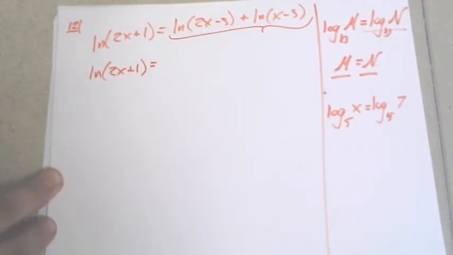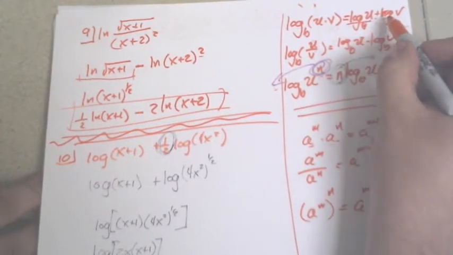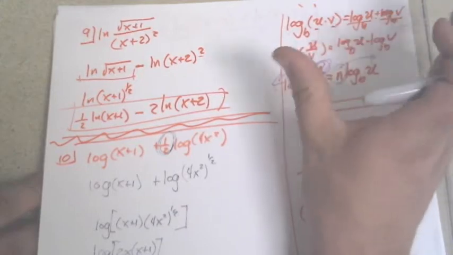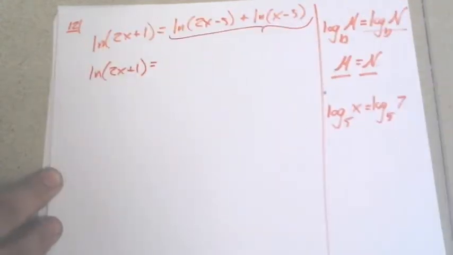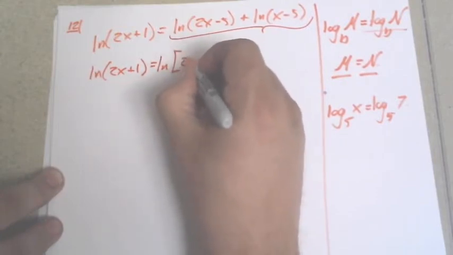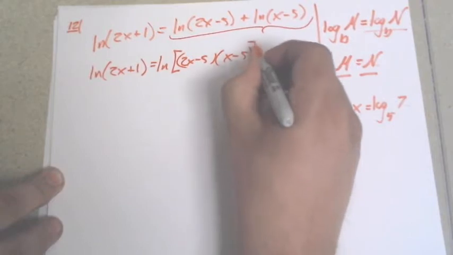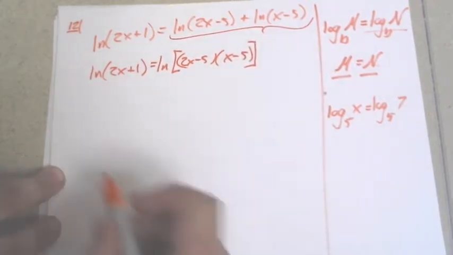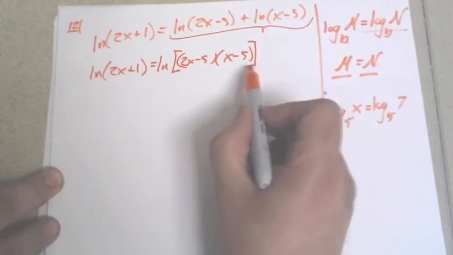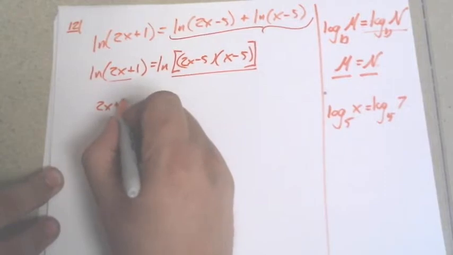That was these compression tools. The sum of two logarithms turns into the log of the product. That's one of our compression tools. So this side will turn into the natural log of 2x minus 5 times x minus 5. Now, as soon as we have the log of something equals the log of something else, we can take each of those arguments and set them equal to each other.